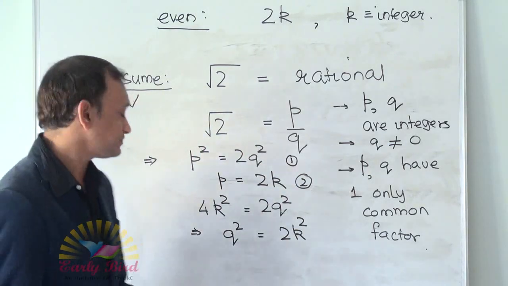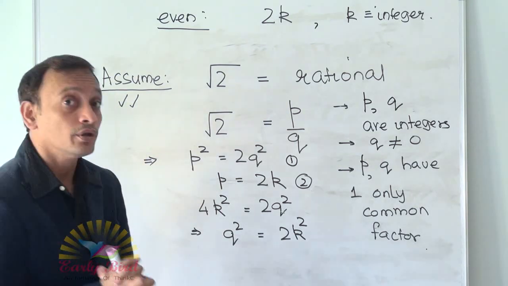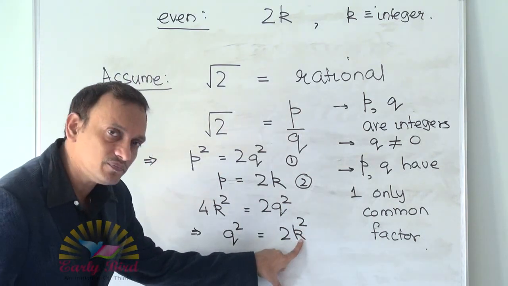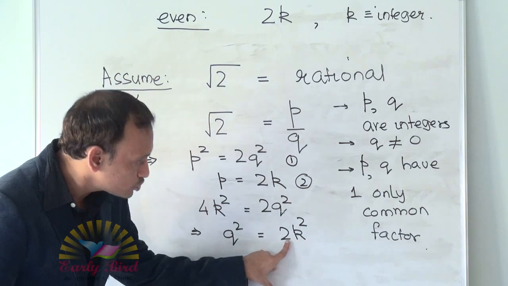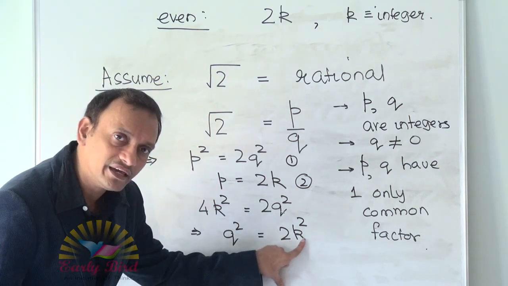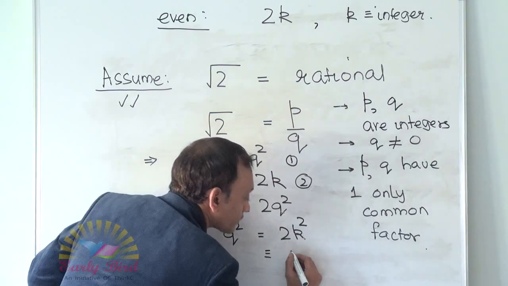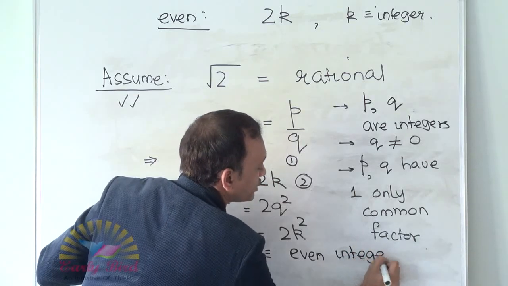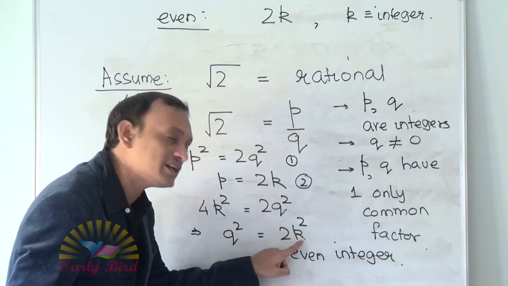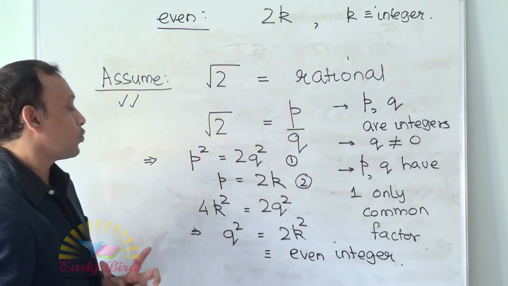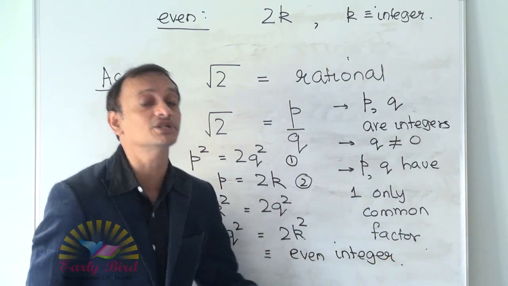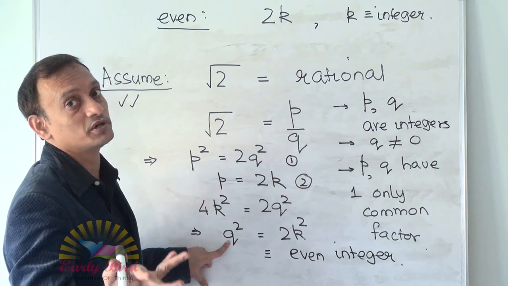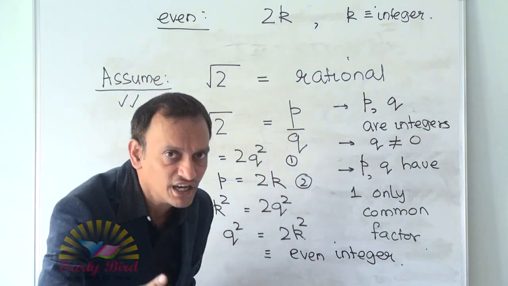Yes or no? Now, another implication of this fact, q squared is 2k squared. K is an integer, so k squared is an integer. 2 times an integer will always be an even integer. What does that mean? If q squared is an even integer, can q be an odd integer? No, because the square of an odd will always be odd. So q cannot be odd. q has to be even.